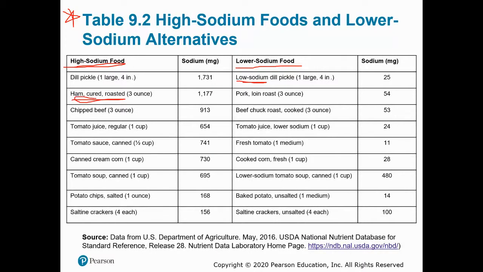So again, in most cases, just choose low sodium options or less processed options. We might not think of ham as processed, but it is actually pretty processed compared to just a fresh cut of meat from the pig. And you'll see here the difference in 3 ounces of ham versus 3 ounces of pork. You've got a pretty significant difference in total sodium content. So you can go down and take a look at some of those differences.